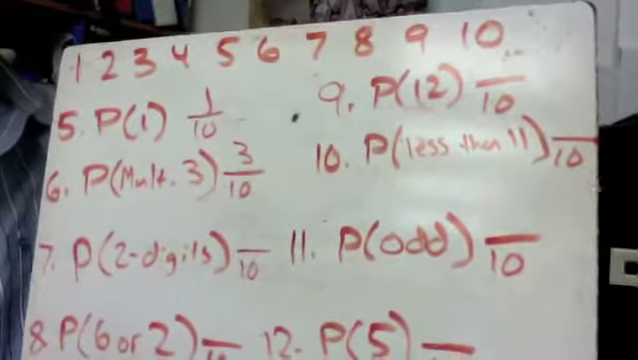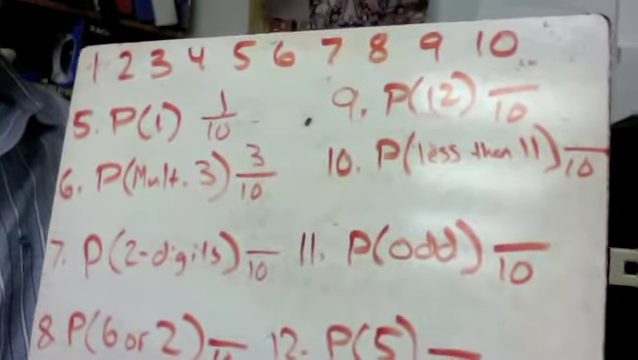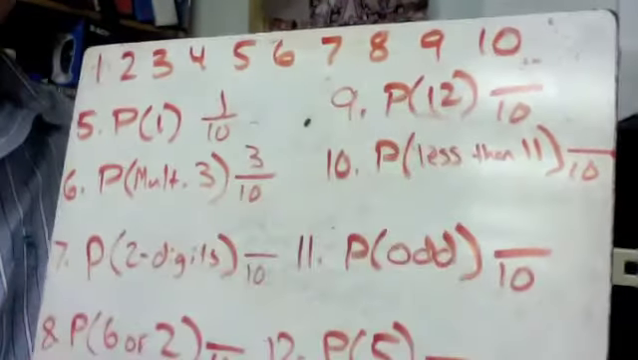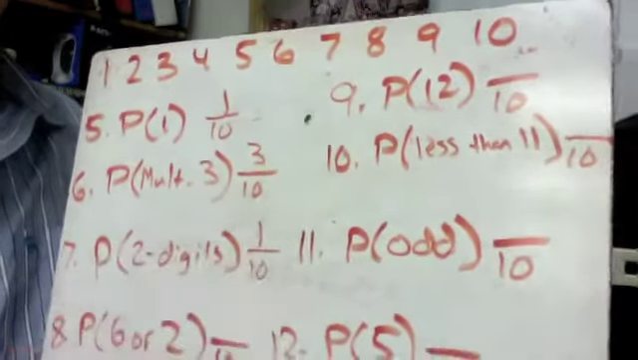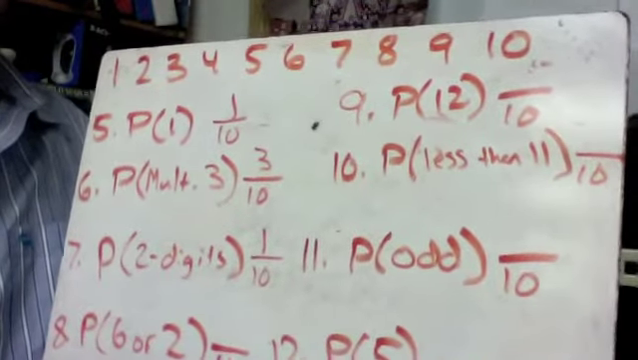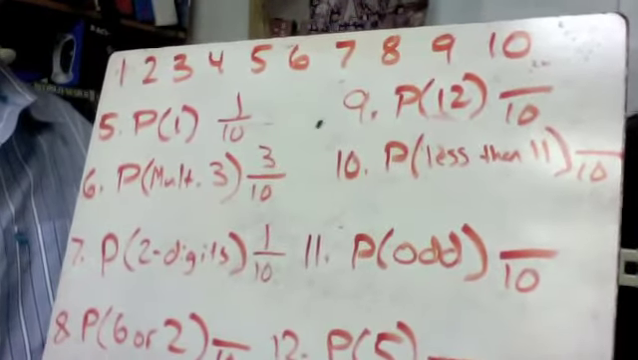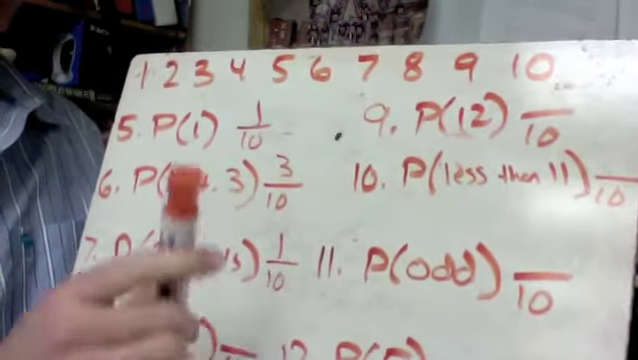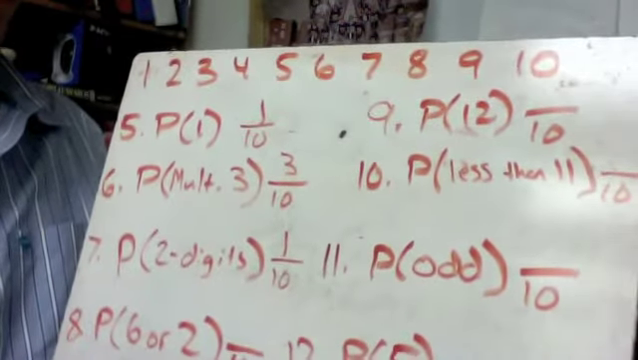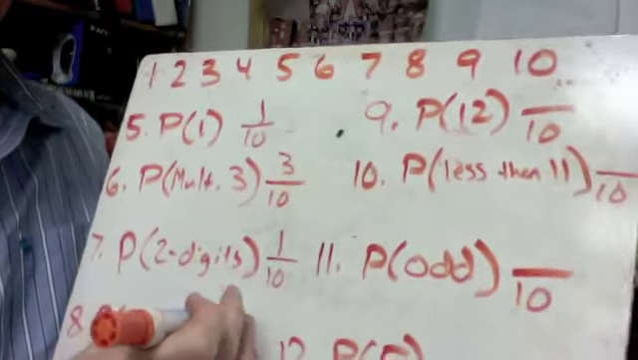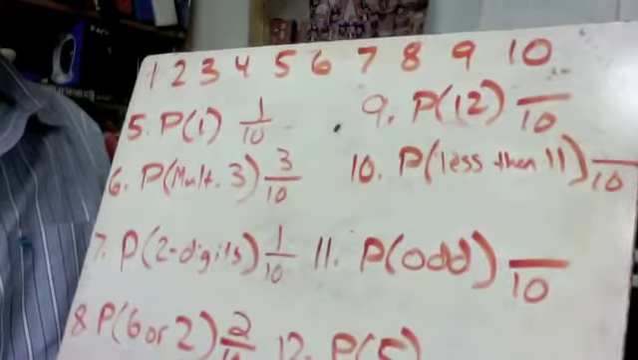If we're doing 2-digit numbers, 10 is the only 2-digit number, so that's going to be 1 out of 10. The probability of getting a 6 or a 2, okay? Well, there's only one 6 and there's only one 2, so that's 2 out of 10.